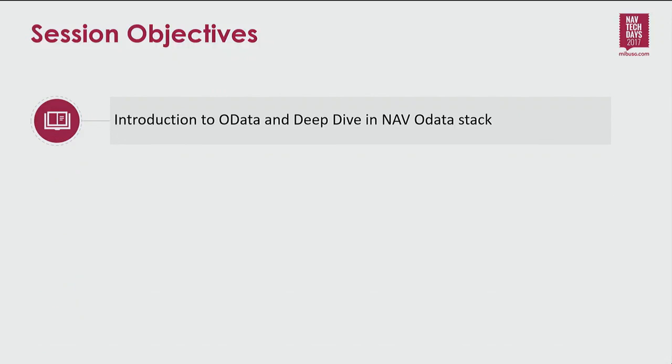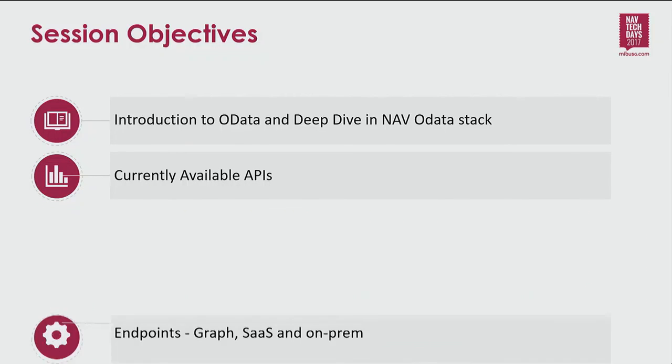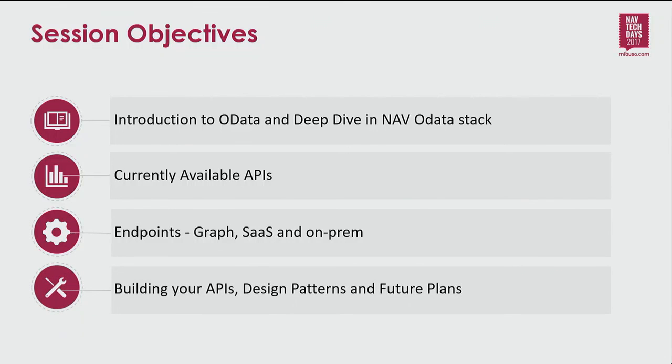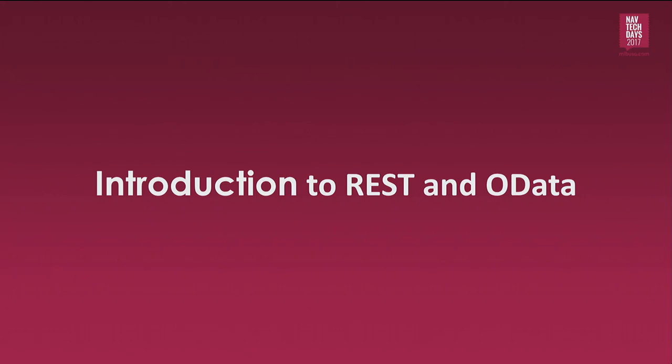And so we would like you to leave this session today knowing OData and the REST API. If you don't know them, we are going to do a basic introduction so you can follow. Then I'm going to show you some advanced concepts and some new capabilities that we got in OData v4. Then Hannes is going to demo the currently available APIs that we are shipping out of the box. Then we would like you to understand how the different endpoints work. So what is Graph, which endpoints are available in SaaS, and how can you connect it with an on-prem solution. And we will end with building your own APIs. We have also sneaked in a design patterns subject. And we will also talk about future plans. So what are we planning to build on top? With this, I'm going to hand it over to Hannes to do an introduction.